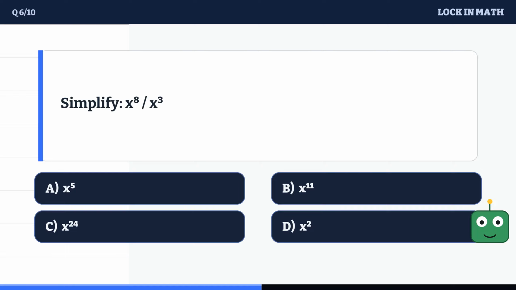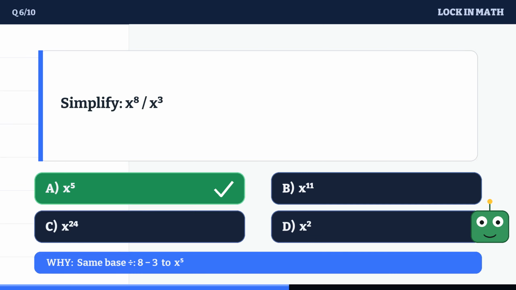Simplify. x to the 8th divided by x to the 3rd. x to the 5th. Same base divided. Subtract the exponents, 8 minus 3. Adding them to get x to the 11th is the reflex error; division subtracts.